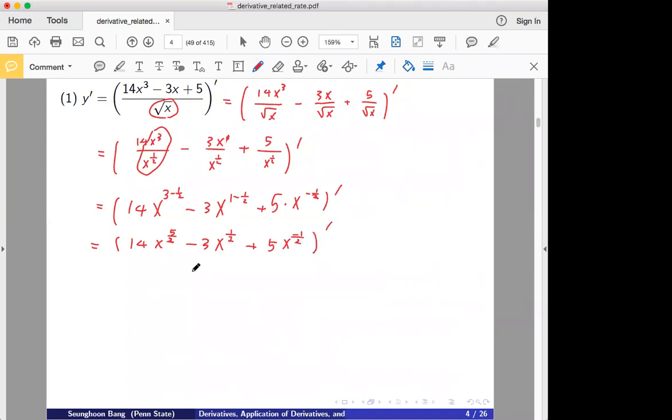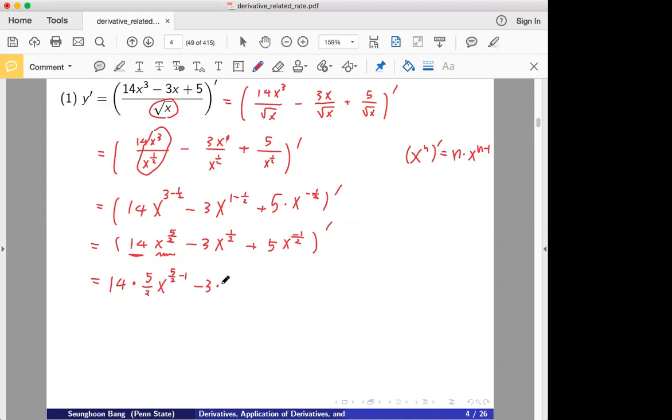It's good? Next, take the derivative by using the power rule. Remember the power rule? The derivative of x to the n is n times x to the n minus 1. So what's that? You can keep the coefficient 14 times x to the 5 over 2 prime: 5 over 2 comes down, x to the 5 over 2 minus 1.